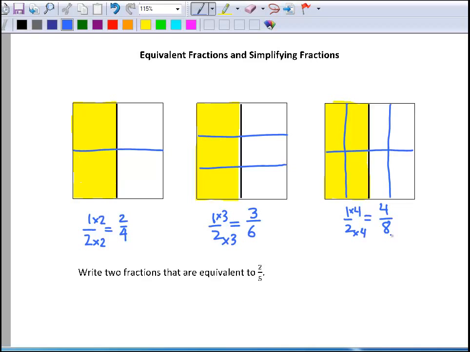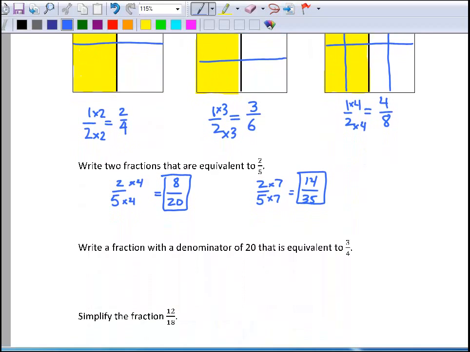So if I wanted to find two fractions that were equivalent to 2/5, there's certainly more than 2 that are equivalent to 2/5. You can choose any number you want. Maybe your favorite number is 4. If your favorite number is 4, you could multiply the numerator and denominator of this by 4 and get 8/20. That's one fraction that's equivalent to 2/5. If your favorite number was 7, then you could multiply the numerator and the denominator by 7 and get 14/35. Those are two fractions that are equivalent to 2/5. You can again use any number that you want.